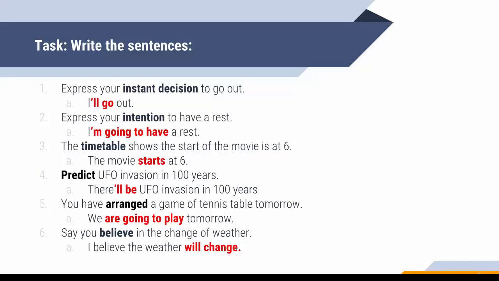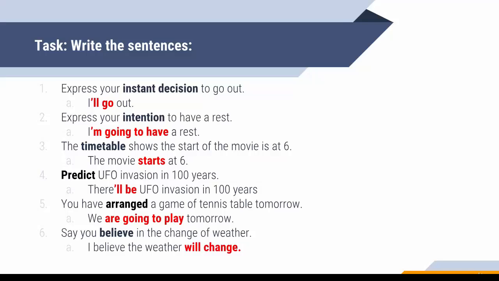Intention to have a rest. I'm going to have a rest. It means that you've already considered it, you believe that this is true, and you want it to happen in the future. 3. The timetable shows that the start of the movie is at 6. Timetable, present simple. The movie starts at 6. Predict UFO invasion. There will be UFO invasion. So why? You predict based on your own experience, based on your thoughts and beliefs, not based on the facts.